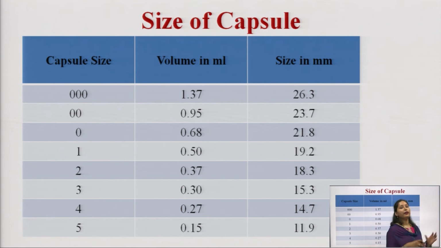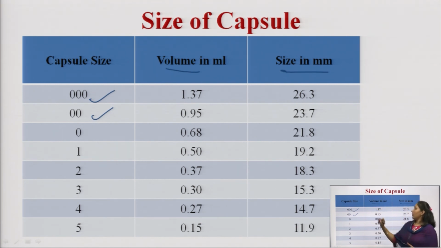Empty hard gelatin capsules are available in various sizes. Basically, the first two sizes, that is 000 and 00, are generally used for animal purposes, and the remaining sizes are used for human purposes. According to the size of the capsule, the amount we can incorporate is given in ml, along with the size in mm. For size 000, we can fill 1.3 ml, and the size is 26.3 mm.